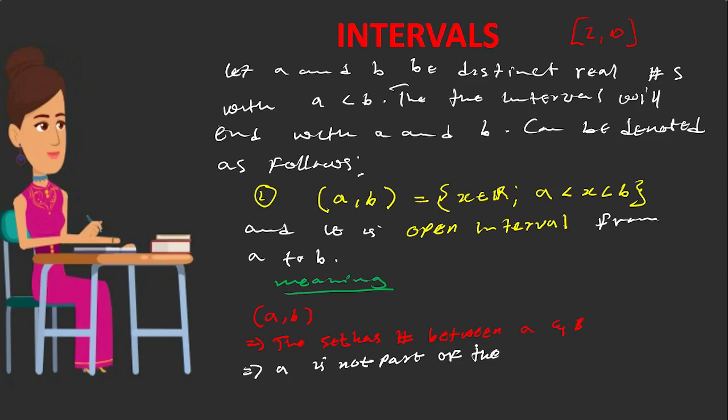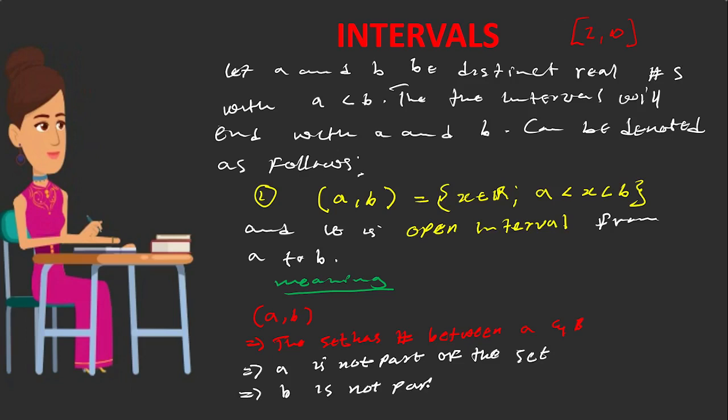Question 2 of quiz 1: once you know this. So A is not part of the set. And this also means that B is not part of the set.